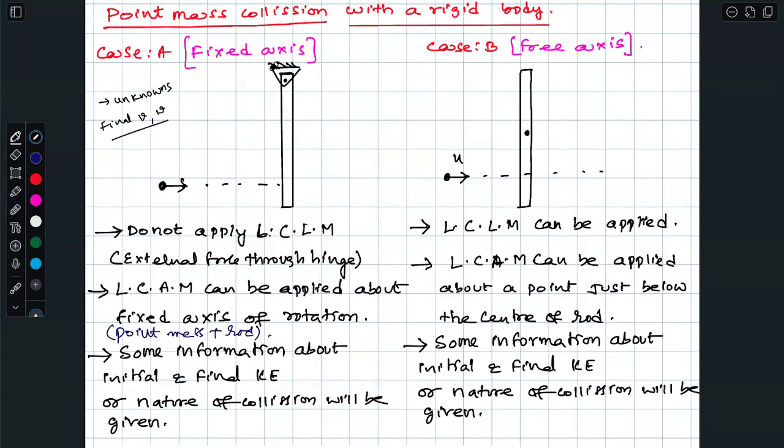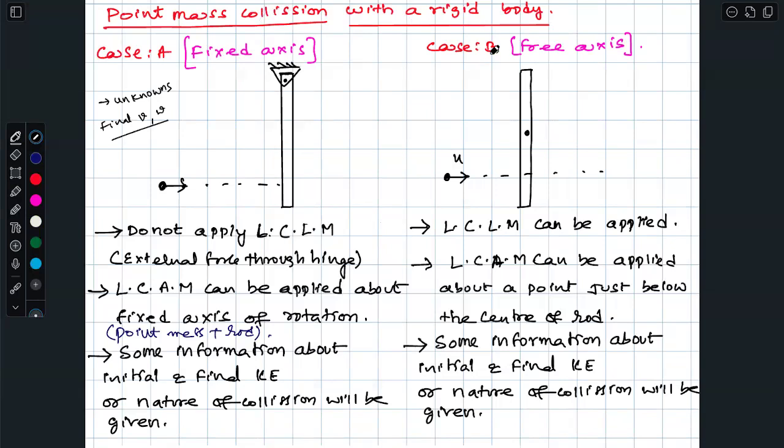The other equation is, see, they will give you some information about either the coefficient of restitution or kinetic energy conservation information, something like that, or the final velocities. They will give some information.